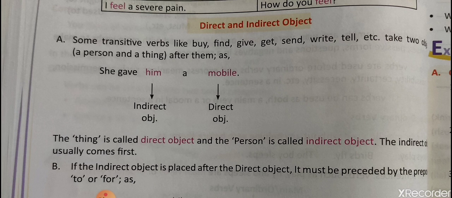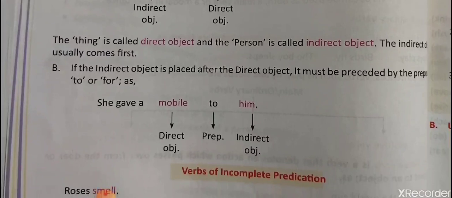Alright, and if the indirect object is placed after the direct object, it must be preceded by the preposition to or for. Here mobile and him are the direct and indirect objects, and if we are using to, that means the direct object will come before to only.